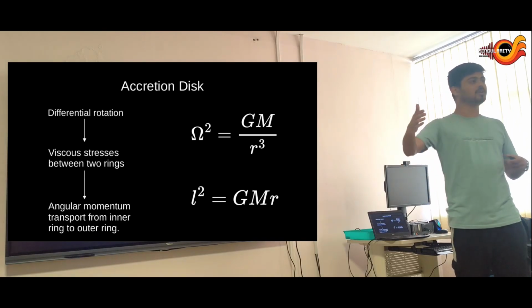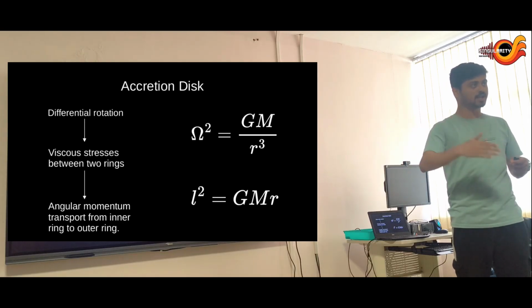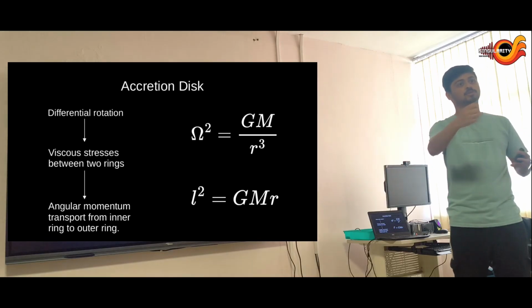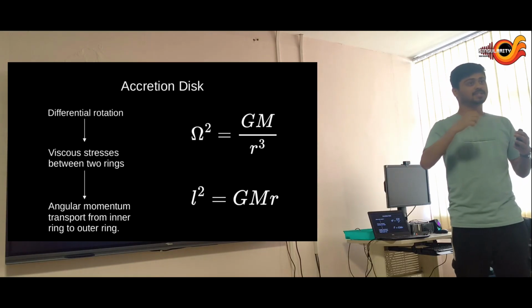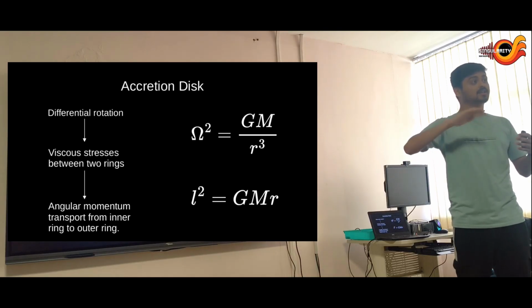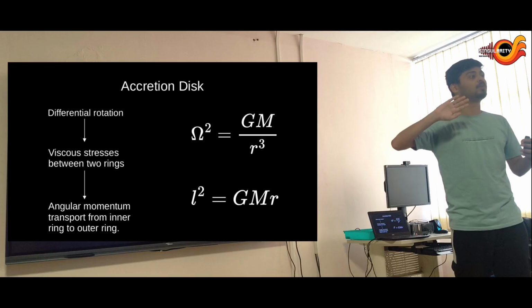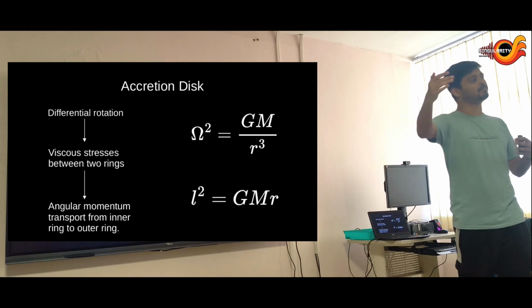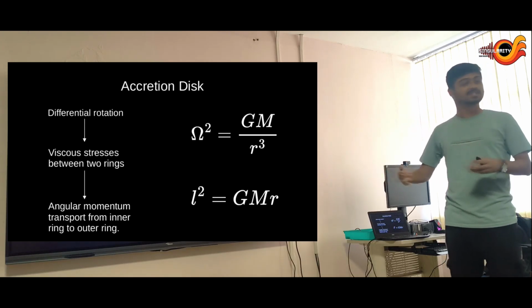Then, because of viscous stress between the two rings, you have angular momentum getting transported between the inner ring and outer ring. What do you mean by angular momentum transport? I said just now that the inner ring is trying to speed up the outer ring. That means it is trying to transfer some angular momentum to the outer ring. When you transfer angular momentum to the outer ring, it will speed up. So that's what happens in an accretion disk.